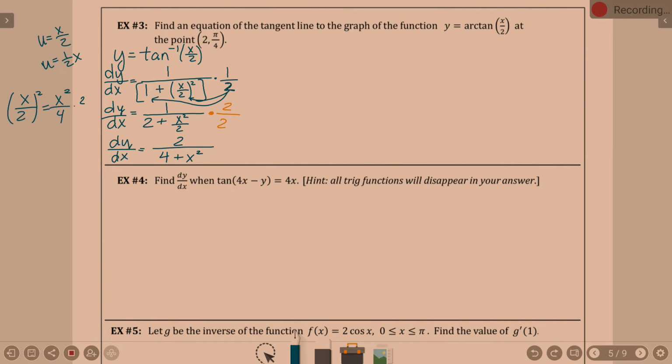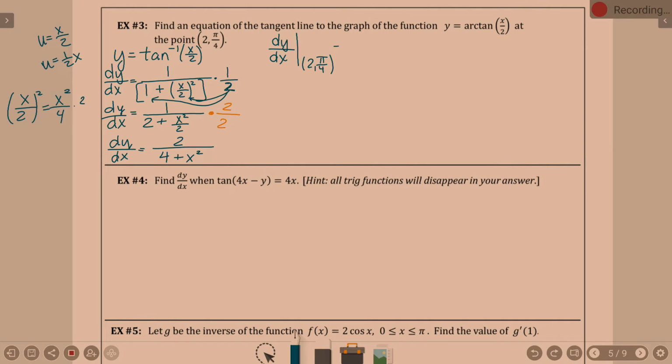Now, this is our dy dx, yes? Okay, what do we need now? We need to plug in 2, pi over 4. We need to find what the derivative is when evaluated at 2 comma pi over 4. Now, in this case, you only have to plug in the 2. Could there be times where you have to plug in a y value also? Yeah, there could.